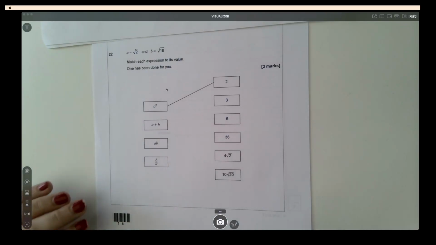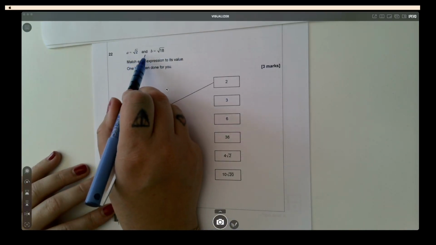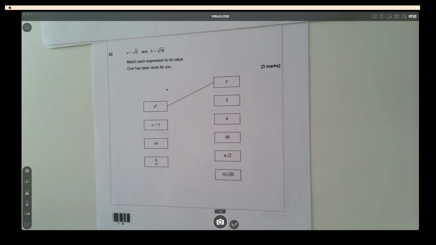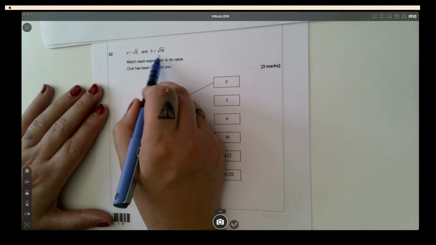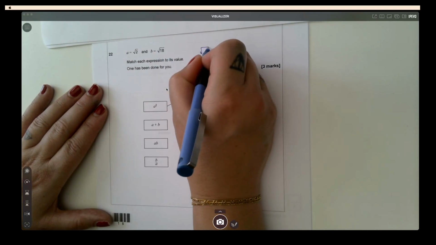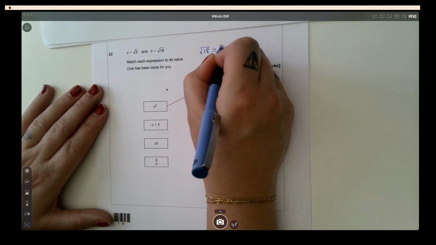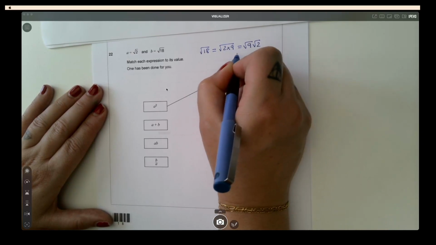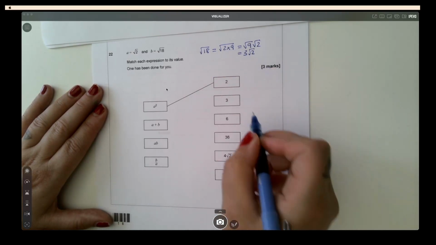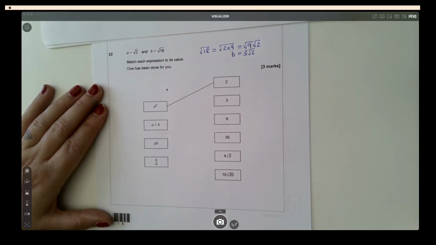Question 22. A equals root 2 and B equals root 18. Match each expression to its value. One has been done for you. Okay, so to start off with, I'm going to simplify B. So root 18 can be simplified to root 9 times root 2, which is 3 root 2. So that's my B value simplified.